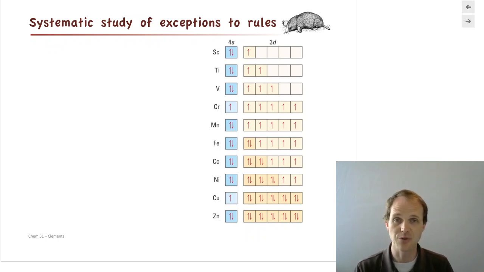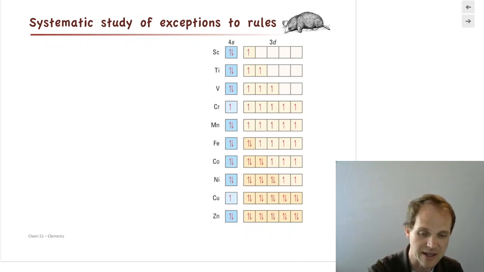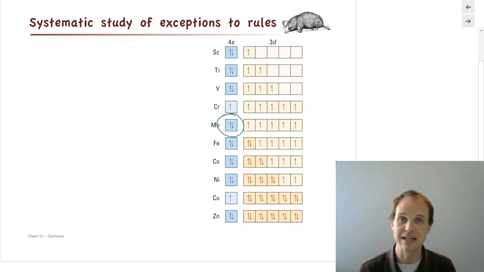Because half-filled orbitals have some stability to them. There's an energetic favorability to being half full. And that energetic favorability is enough to split up those paired electrons in chromium and stick them over there in the 3d. But then in manganese, we can put that other electron back in there, and we get the paired electron here in manganese. And then we continue on kind of as we expect.